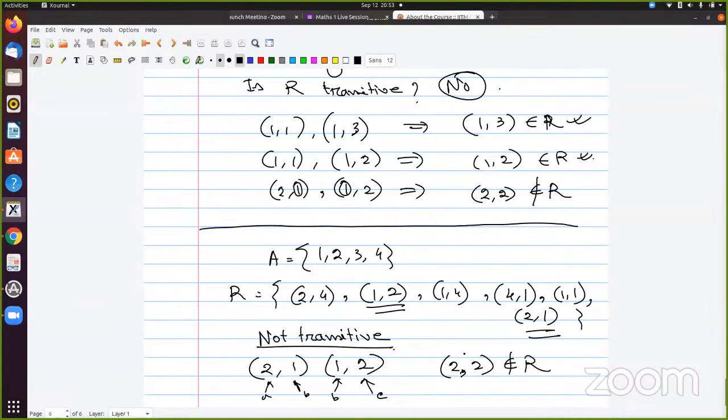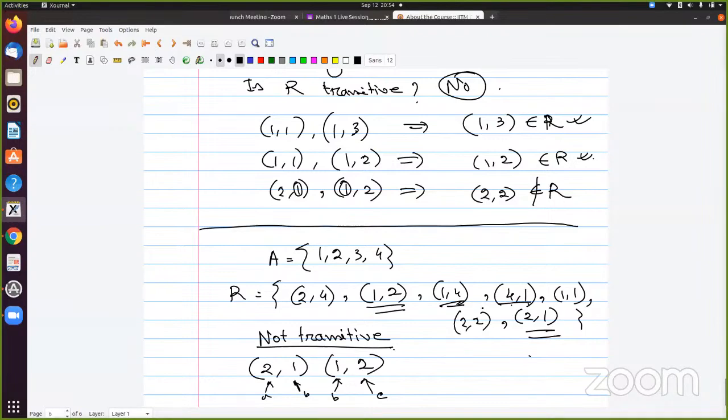Then you have to check for any other element, whether they are there or not. There may be another element, for 4, which it is not. 4, 4 is not there. Suppose I am adding 2, 2 here. Still it is not transitive, right? Because we have these two pairs, 4, 1 and 1, 4. That should imply 4, 4 should be there, but it is not.